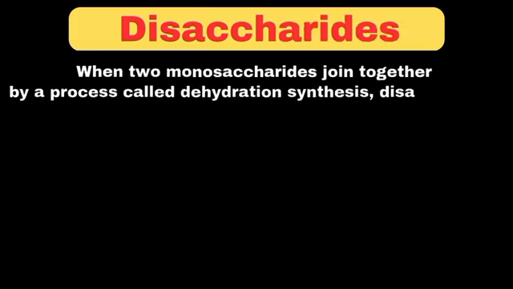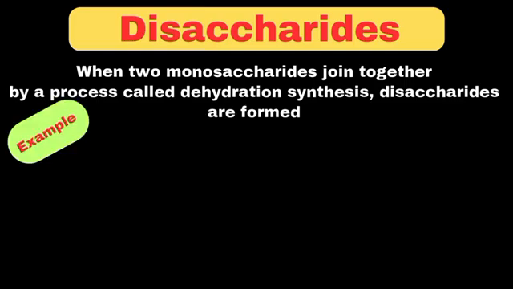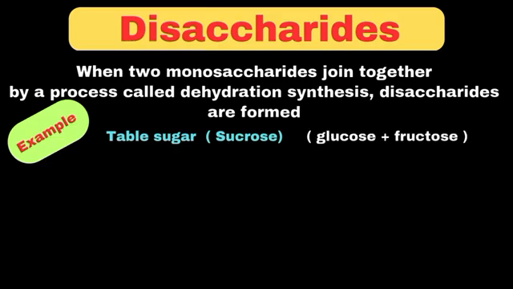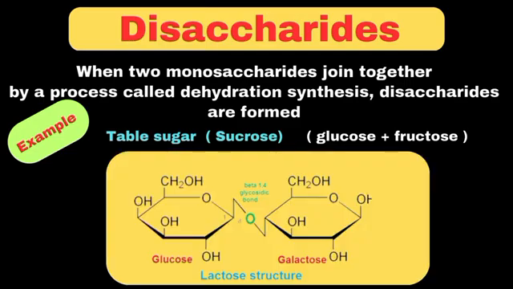Now we will move toward disaccharides. When two monosaccharides join together through a process called dehydration synthesis, they form a disaccharide. Let's take the example of table sugar, which is also known as sucrose. It is formed when glucose and fructose combine together. During this combination, one hydrogen atom from one sugar and one hydroxyl group from another sugar combine to form water, and the two sugars become linked by what we call a glycosidic bond.